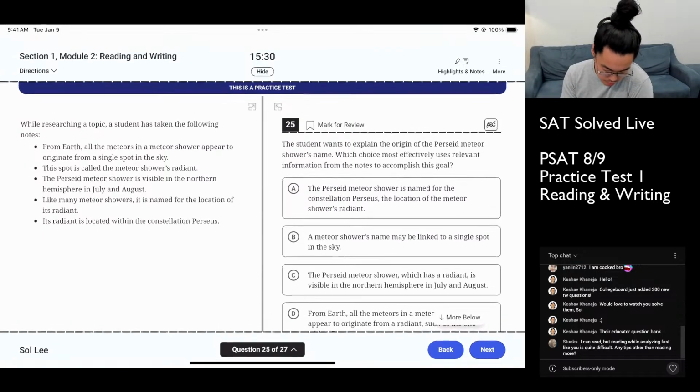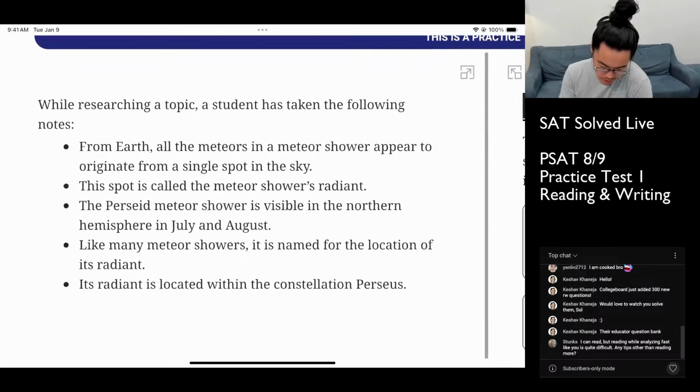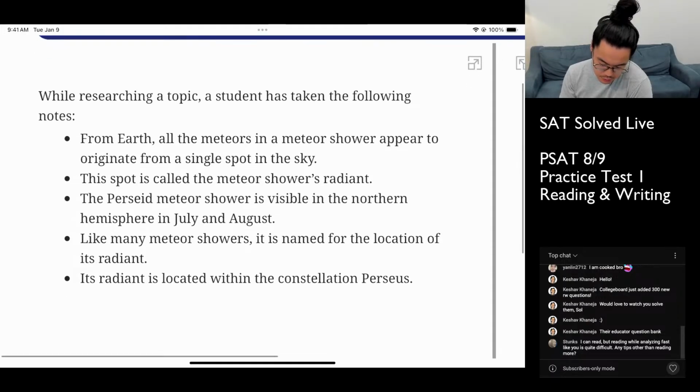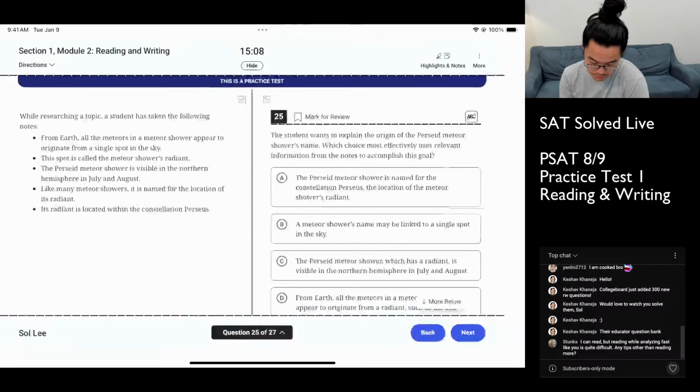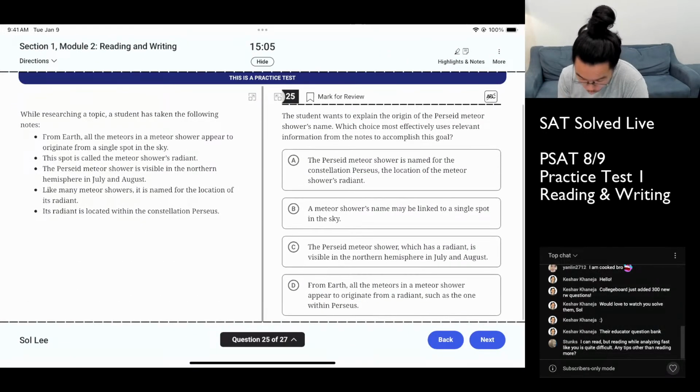While researching a topic, why is this Zoom so hard? Okay, while researching a topic, a student has taken the following notes. Single spot, radiant, visible from the northern hemisphere in July and August. Radiant is located within the constellation Perseus. The origin of the Perseid meteor shower's name is from its radiant, which is in Perseus.